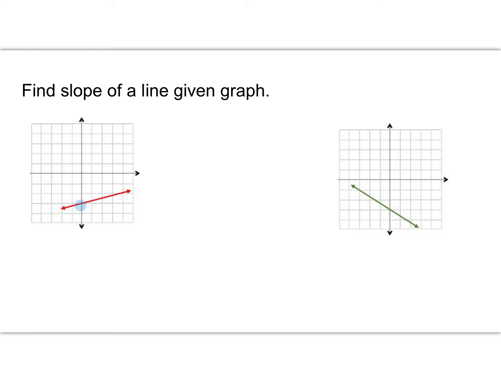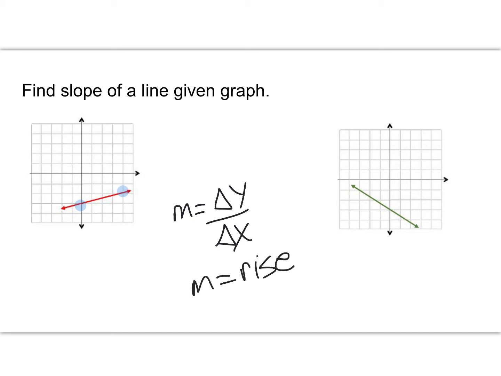It looks like we actually have a point here, which is actually the y-intercept, and we have another point right here. Now, you do not always have to use the y-intercept, but from this point to this point, if you're finding the slope, remember the slope is going to be the change in y over the change in x, or we also understand the slope is the rise over the run.